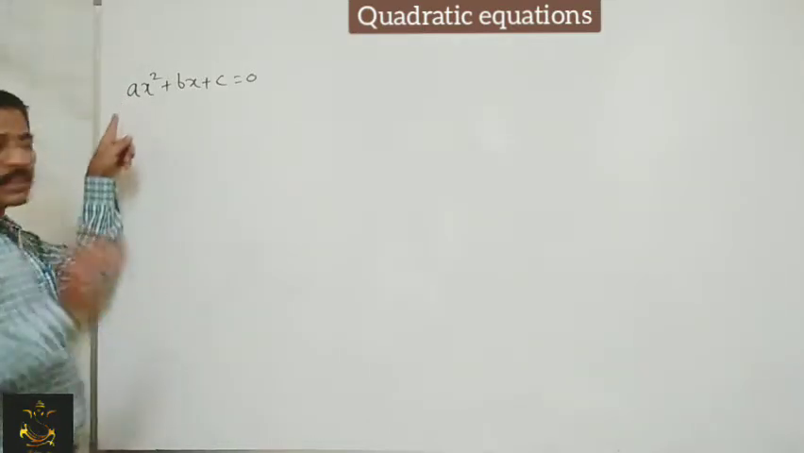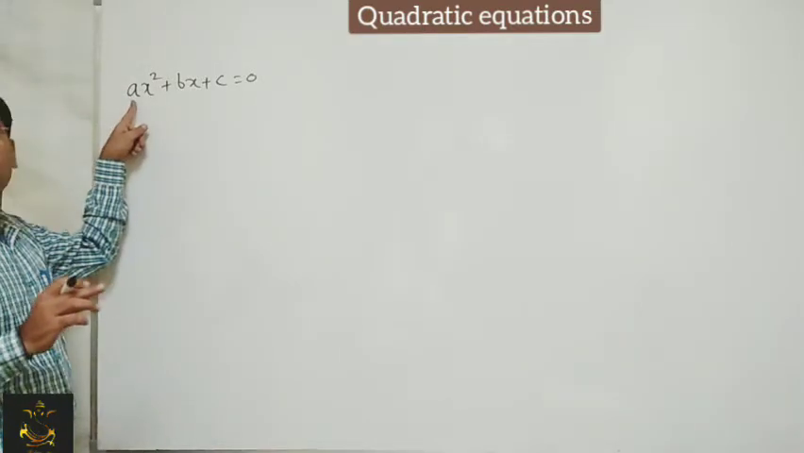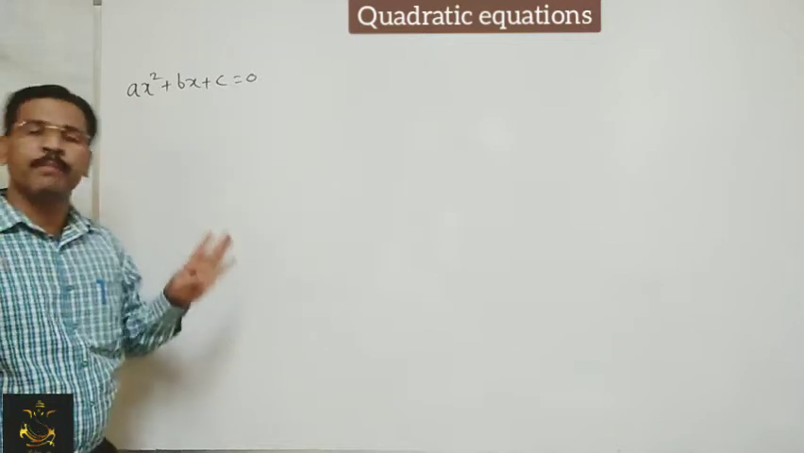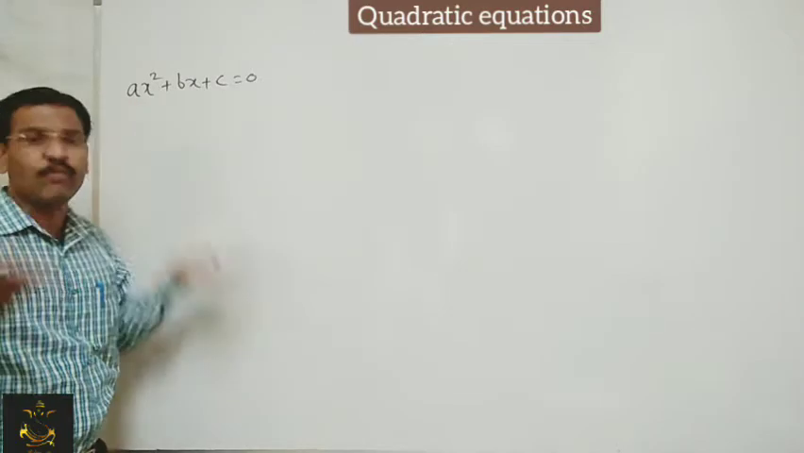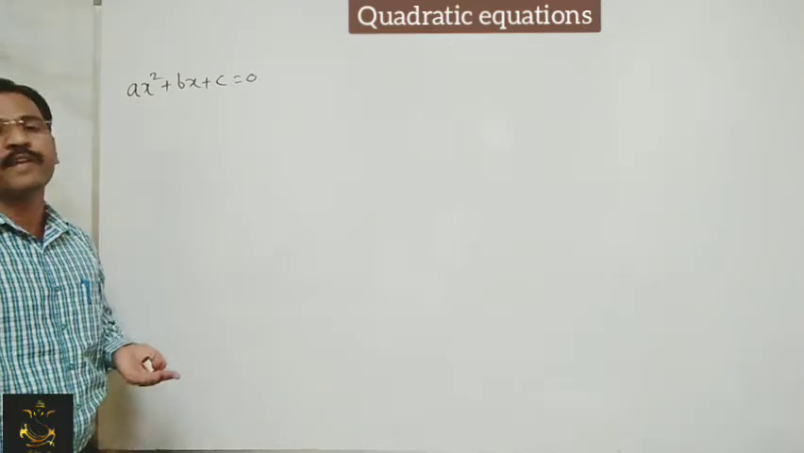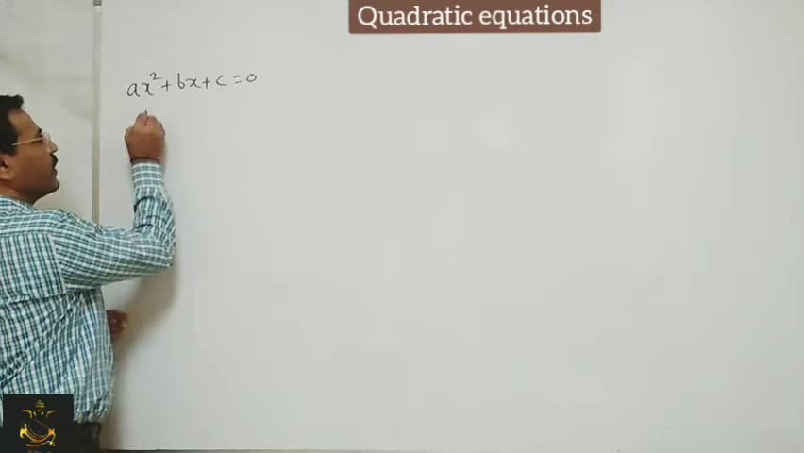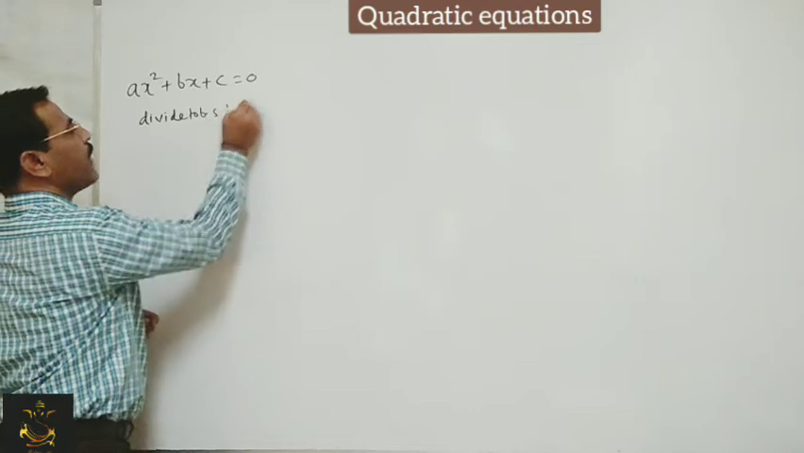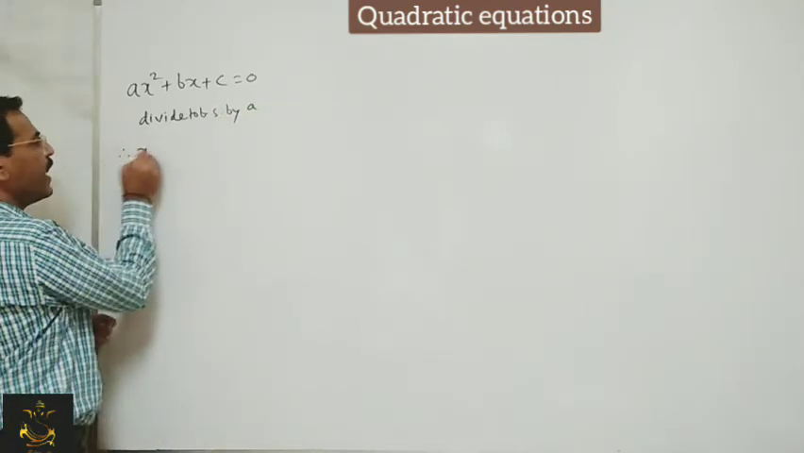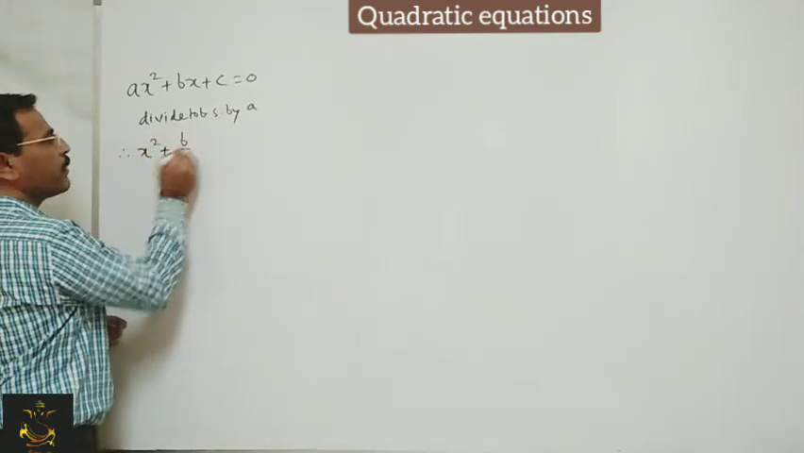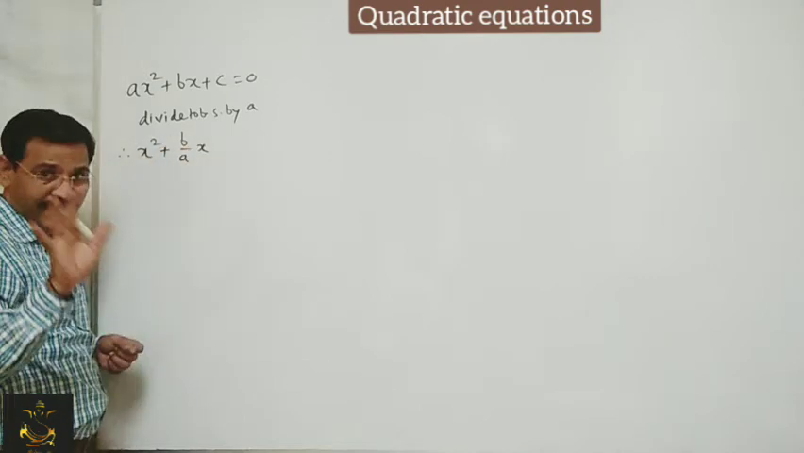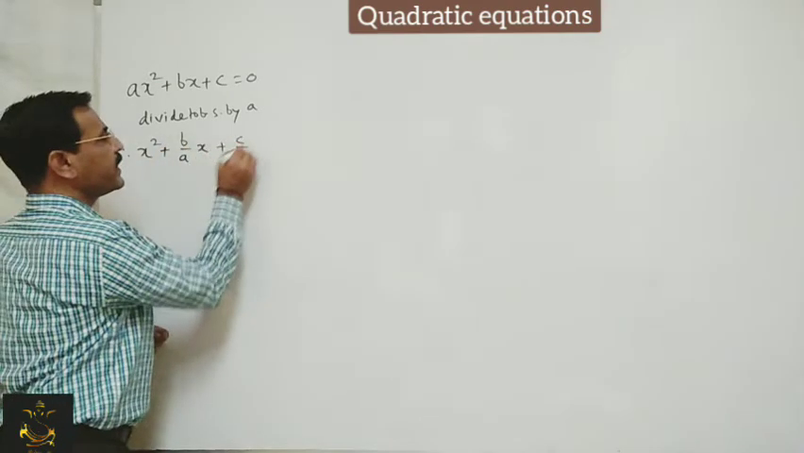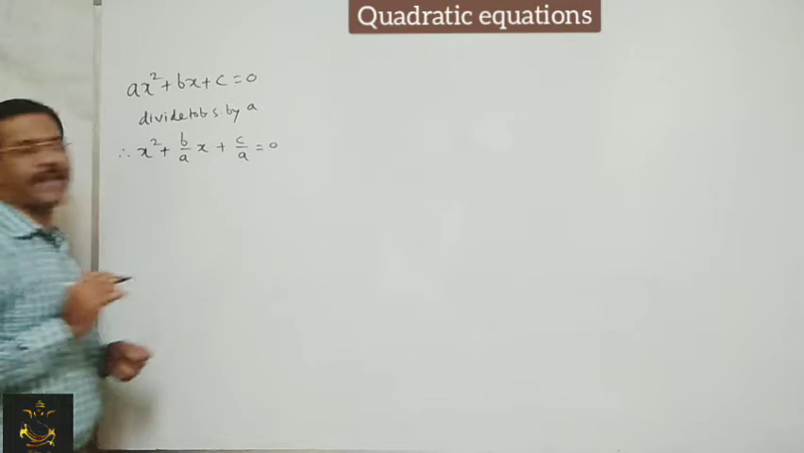See, what is the first condition? Here the square term has no coefficient, meaning coefficient one. Here it is a, so what is the procedure? Divide both sides by a. What will you get here? x square. What about here? b upon a times x. Is it correct? Look here, plus c upon a equal to 0, like this.